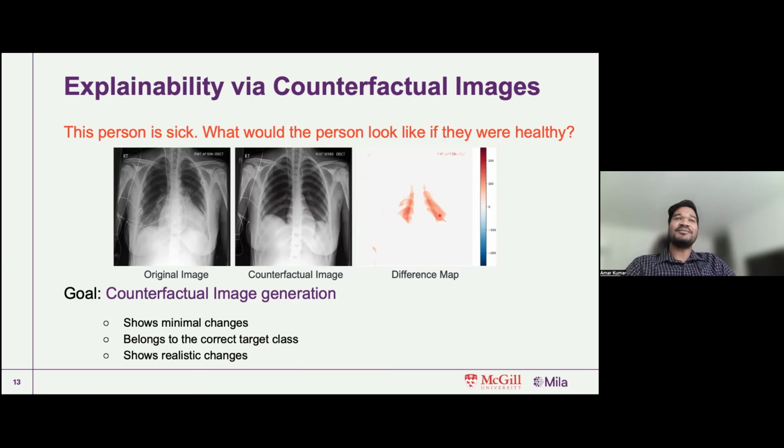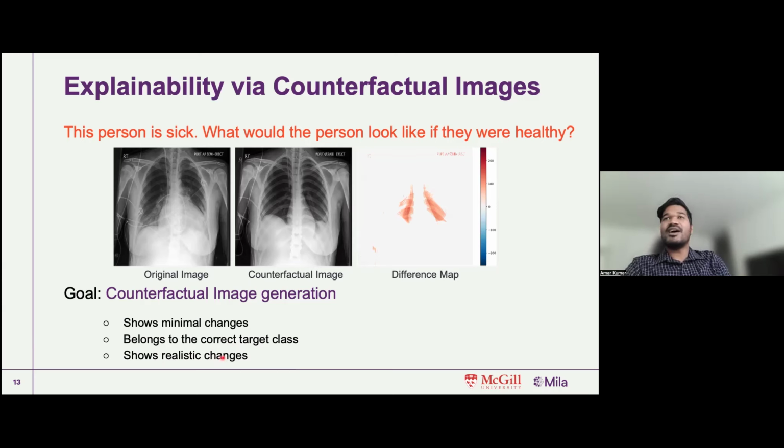So essentially, the goal of this counterfactual generation, which is an answer to the question that we asked at the top, what would this person look like if they were healthy, is that it should follow minimal changes such that it should not change the whole patient at all. If the generative model just copies an image of a healthy patient, that's not an optimal solution. It belongs to the correct target class, which means that it should be healthy, and it should show realistic changes.